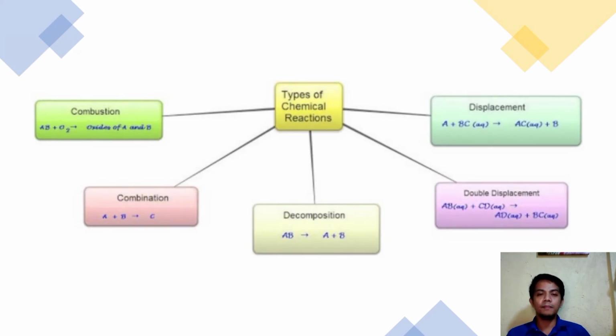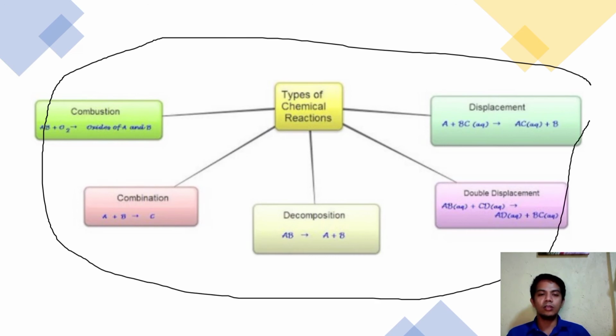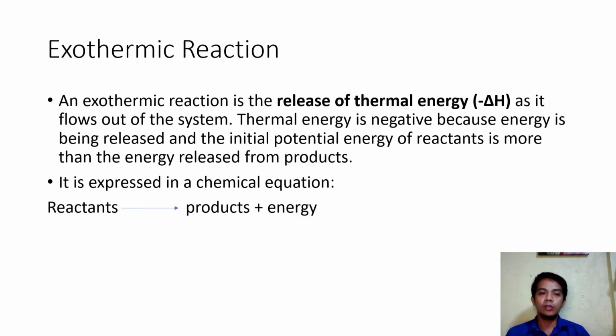So for a brief recap, there are 5 types of chemical reaction: combustion, combination, decomposition, double displacement, and displacement. Now let's proceed to exothermic reaction. An exothermic reaction is a chemical reaction that releases energy by light or heat. It is the opposite of endothermic reaction that I'm going to discuss in the succeeding slides. It is expressed in the chemical equation: reactants, arrow, products, plus energy.